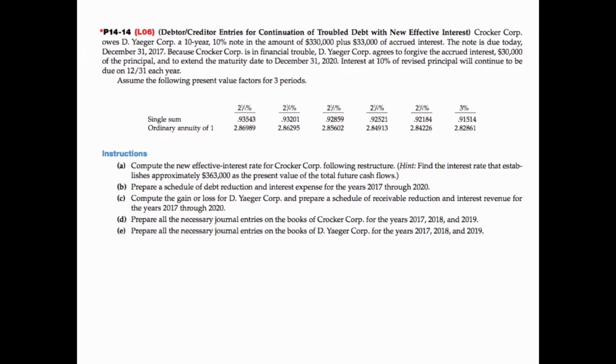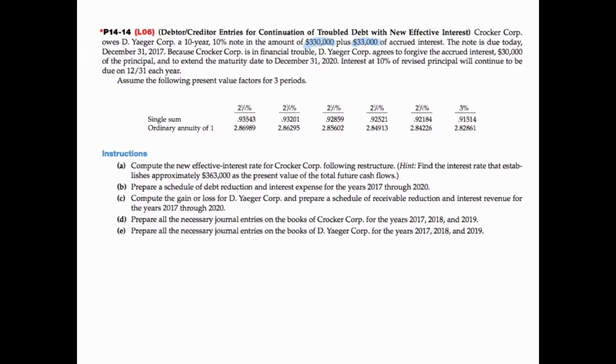This is P14-14, and it's wanting us to compare the debtor and creditor entries for how we deal with a troubled debt restructuring. We have Crocker Corporation, which owes Yeager Corporation a 10-year 10% note in the amount of $330,000, plus $33,000 of accrued interest. So the carrying value right now is $363,000. The note is due today, December 31, 2017.